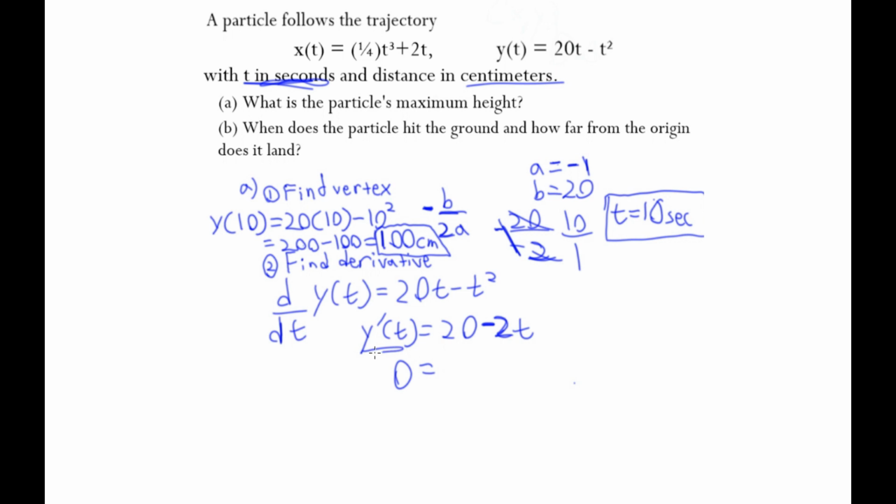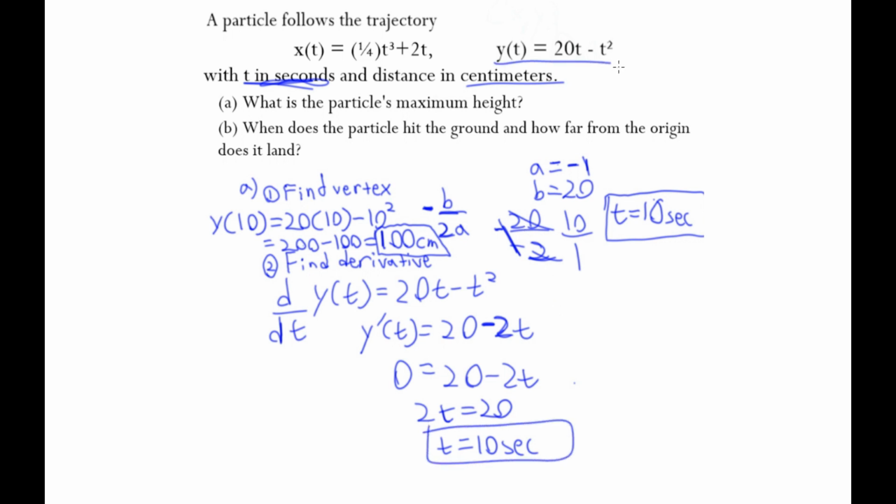So set 0 equal to 20 minus 2t. Solve that out with algebra, which gives you t is equal to 10 seconds, same as the result above. And once again, you plug it back into the regular y of t, because we're not looking for how much it's changed, we're looking for its actual position, which is equal to 100 centimeters once again. So we know that's consistent both ways. Our maximum height is 100 centimeters.